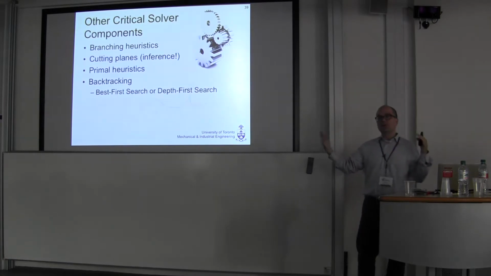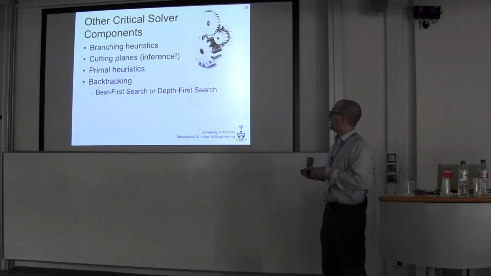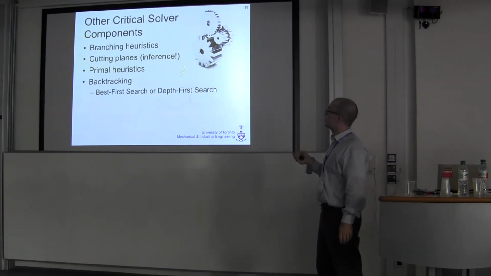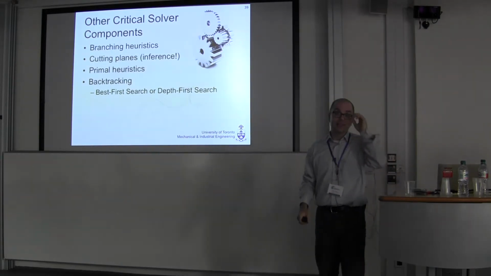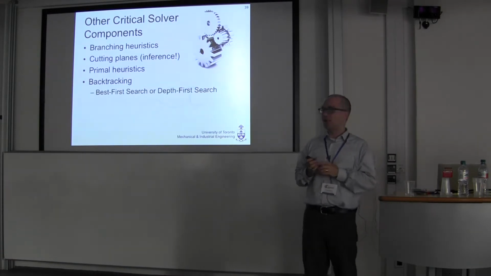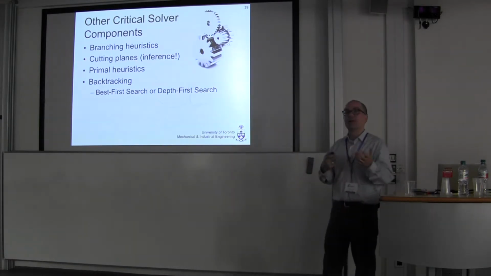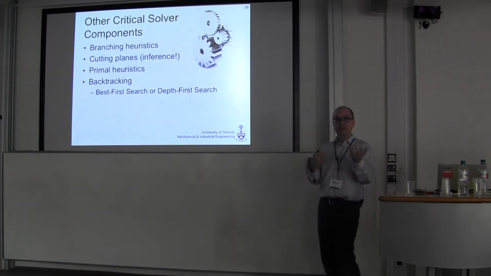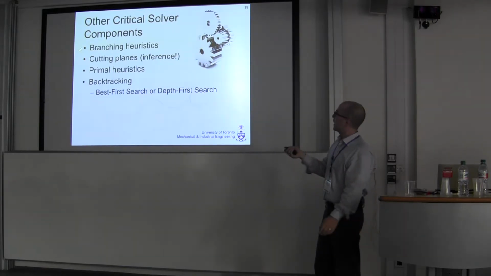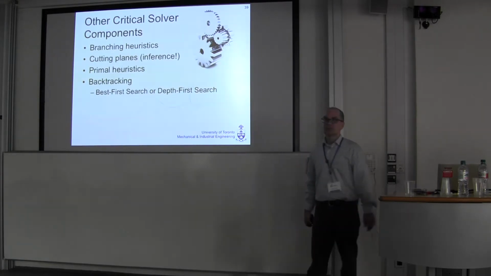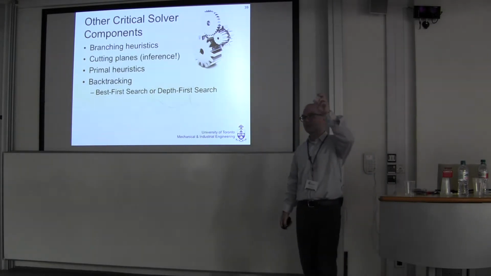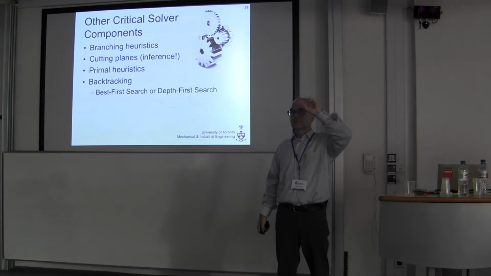So, what I've just shown you is called branch and bound search. Okay? There are all sorts of sophisticated things that have been developed over 40 plus years of mixed integer programming solving. Branching heuristics: how do you branch? How do you choose a variable to branch on? What are the constraints you add? Cutting planes, which are a form of inference. Primal heuristics, which means that at a node in my search tree, I might spend some time trying to find a feasible solution.